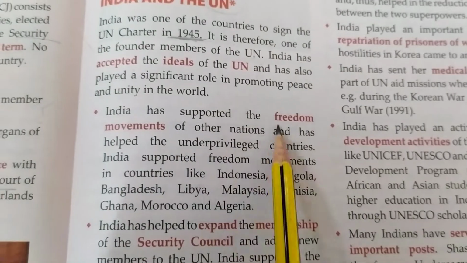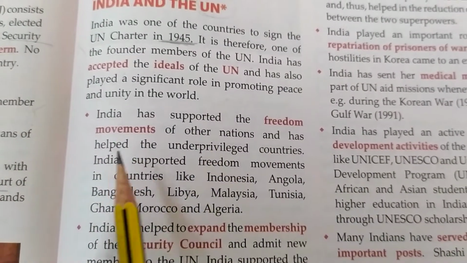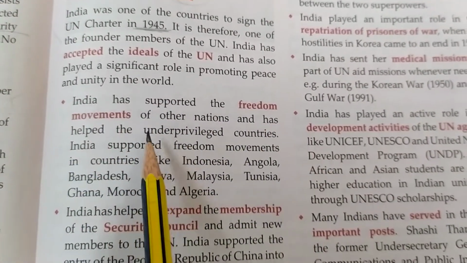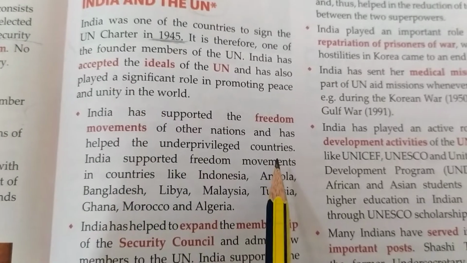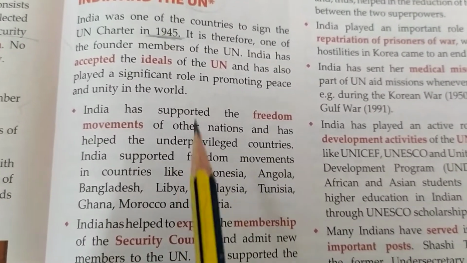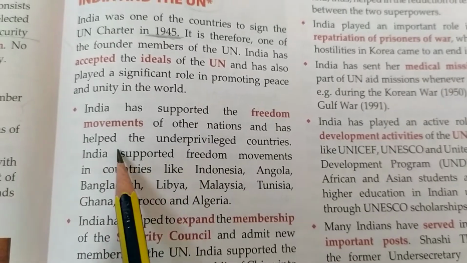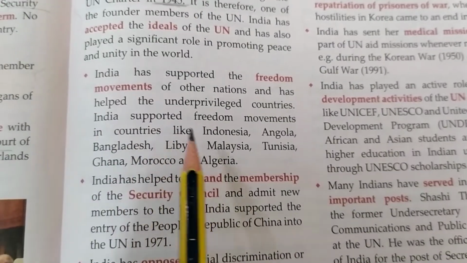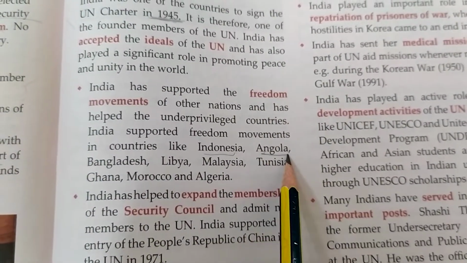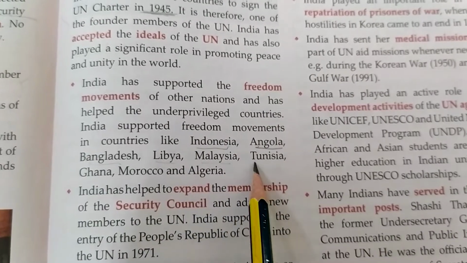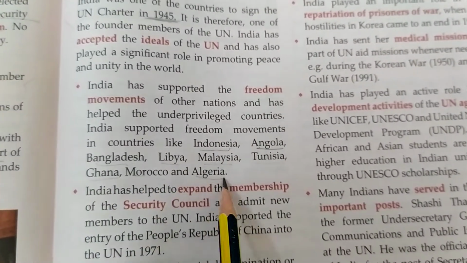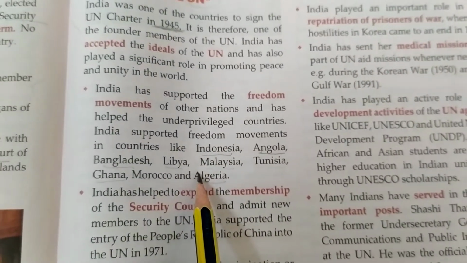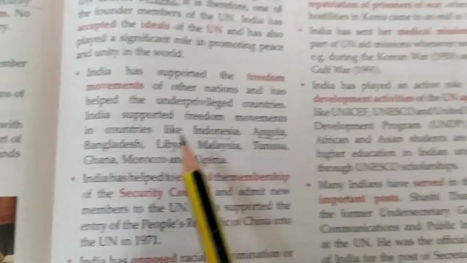India has supported the freedom movement of other nations and has helped underprivileged countries. That means India supported freedom movements outside India. India supported freedom movement in countries like Indonesia, Angola, Bangladesh, Libya, Malaysia, Tunisia, Ghana, Morocco, and Algeria. These are the countries where India has supported the freedom movement.